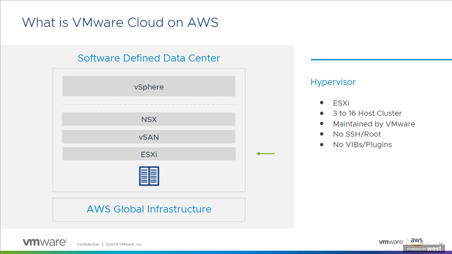As we mentioned, this is fully maintained by VMware, but there are some limitations. Okay, so things like you don't get access to SSH, or you don't get root access into the hypervisor or into things like vCenter. Because of that as well, you don't have the ability to deploy any of your own or third-party VIBs. Okay, so VIBs are VMware infrastructure bundles. You don't have the ability to deploy those into your environment.